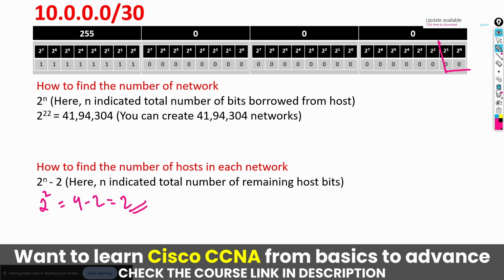Getting my point? So that means in class A we get more network bits, but the host ID is less compared to class C. Class C has more hosts and fewer networks. Yeah, it all depends on subnetting, right?